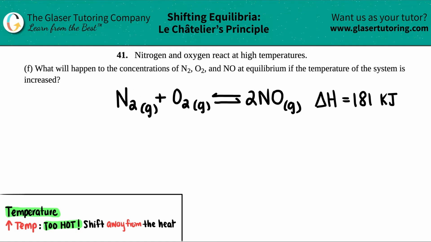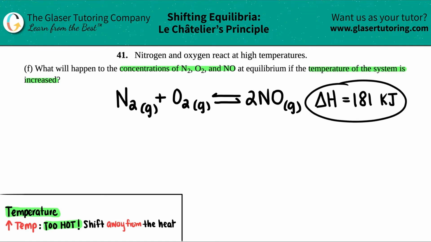Number 41, nitrogen and oxygen react at high temperatures. And then we have letter F. What will happen to the concentrations of N2, O2, and NO at equilibrium if the temperature of the system is increased? Okay, so now we're talking about temperature.